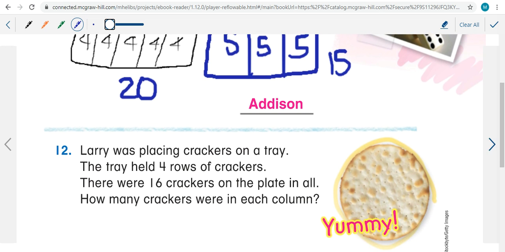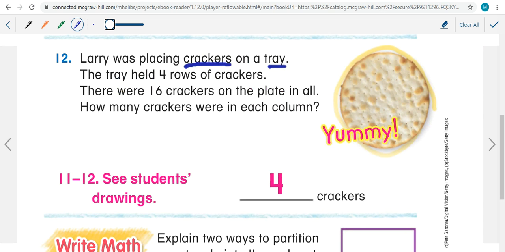Number 12. Larry was placing crackers on a tray. Crackers are cookies, galletas. The tray es un azafate. The tray held 4 rows of crackers. There were 16 crackers on the plate in all. How many crackers were in each column? The answer is 4.